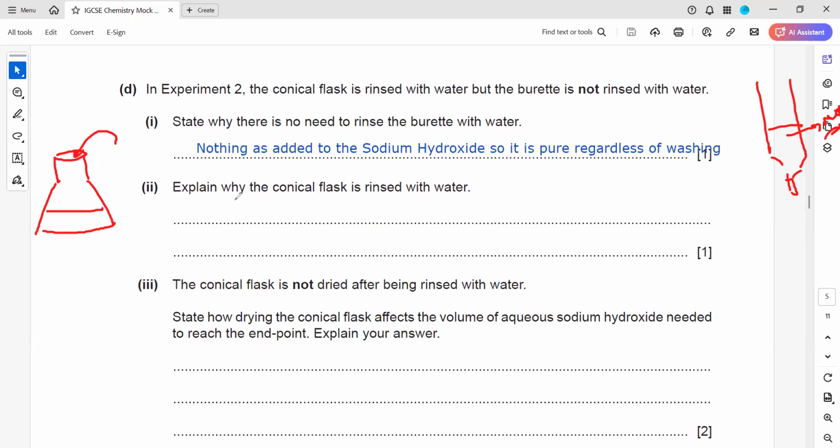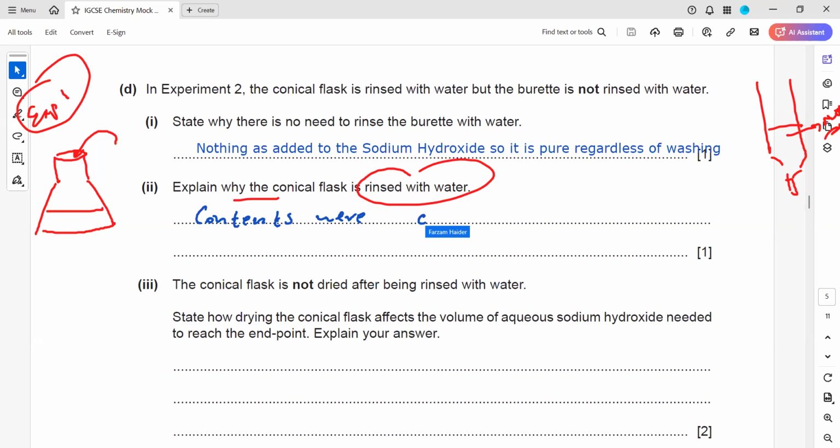So explain why the conical flask is rinsed with the water. Why do we rinse a conical flask with the water? What is the reason for that? Because this conical flask was used in experiment one. So we want to remove the impurities from experiment one. The contents were changed. That's right. And the second thing is because we want to reuse it. So we want to remove impurities from the first experiment.